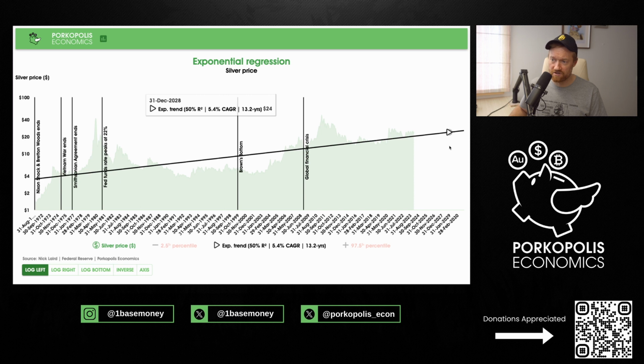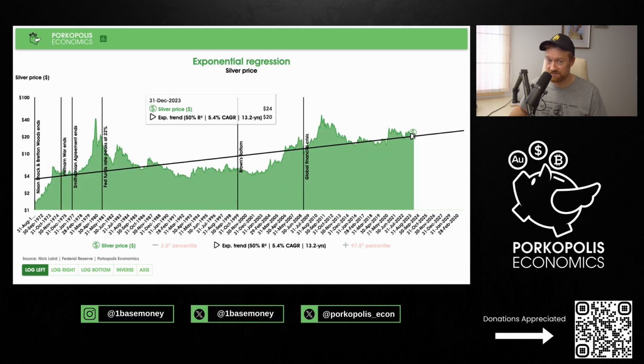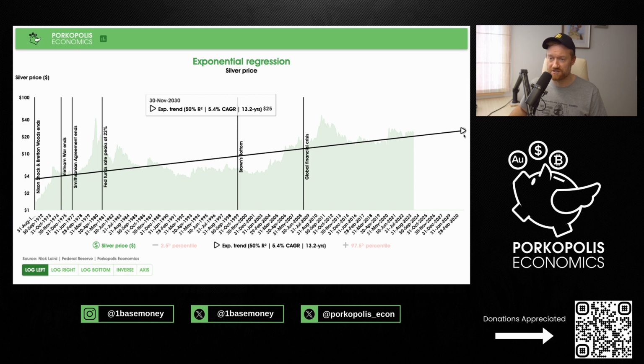that is the growth curve, and then we can project this out. Let's go out to 2030. December 2030, the price based on this exponential trend of silver on this exponential regression is $26 per ounce. A reminder, today it's $24 per ounce, $23 per ounce. The price assumed by this 50% R squared exponential regression by 2030, $26 per ounce.